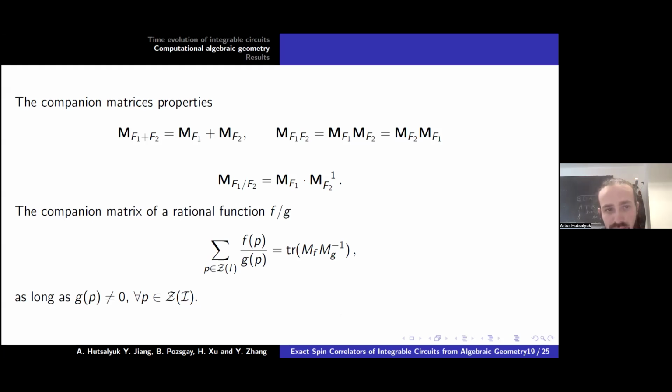Just a few very important properties of companion matrices. First of all, the companion of a sum is the sum of companions. The companion of a product is the product of companions, and moreover it can be expanded in both ways, and the companion of a ratio is the ratio of companions. From this we automatically get that we can deal not only with polynomial functions, for which everything was introduced, but with rational functions, because of this property, as long as the denominator doesn't have zeros on the set of solutions. Hopefully, this is the key property that we need.